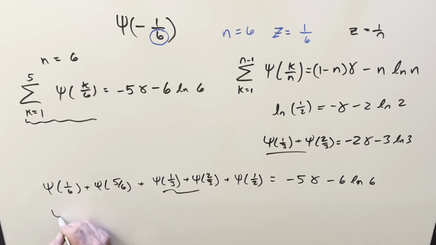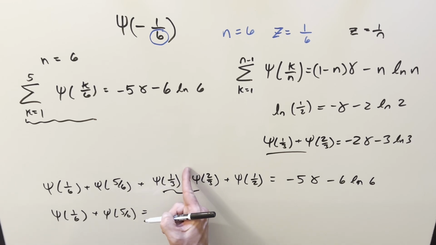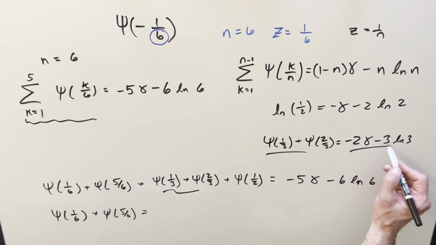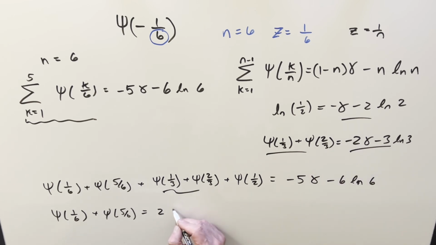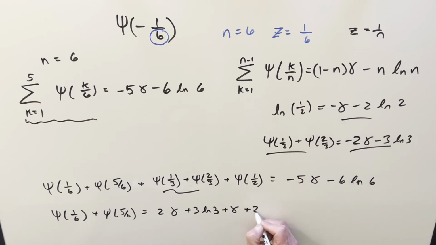But then I can isolate digamma 1/6 and digamma 5/6. And then let's just subtract these and bring it to the other side because we have these values here. So if I subtract this, we're changing the sign on this, we get 2 times the constant plus 3 ln 3. Subtract this, change the sign here, we get plus the constant plus 2 ln 2, and then we have minus all this stuff. Here, adding up all the constants, 2 plus 1 is 3 minus 5, so we have minus 2 times the constant here.